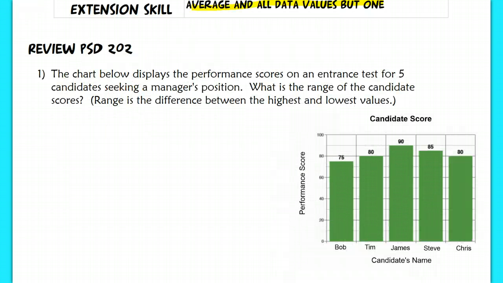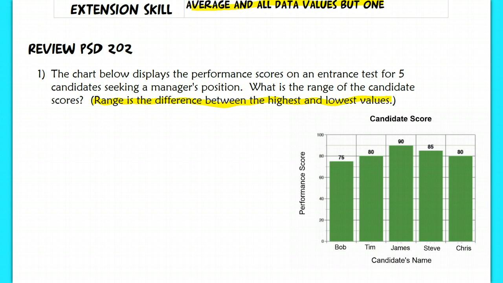In your skill sheets, you are going to be using a review skill from PSD 202. You're going to be reading charts and answering questions based off of the chart. So it says here, the chart below displays the performance scores on an entrance test for 5 candidates who are seeking a manager's position. What is the range of the candidates' scores? In parentheses here, it defines range for you.